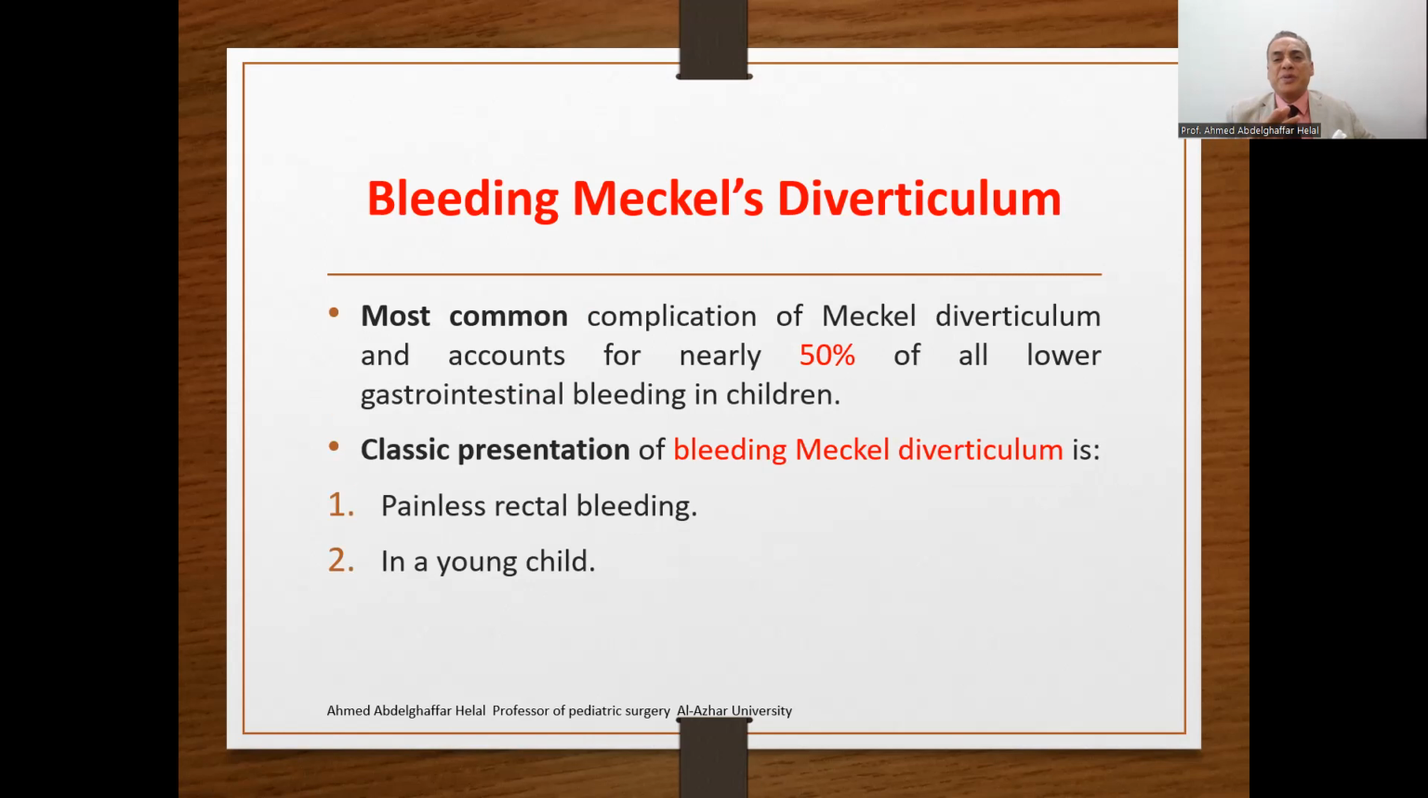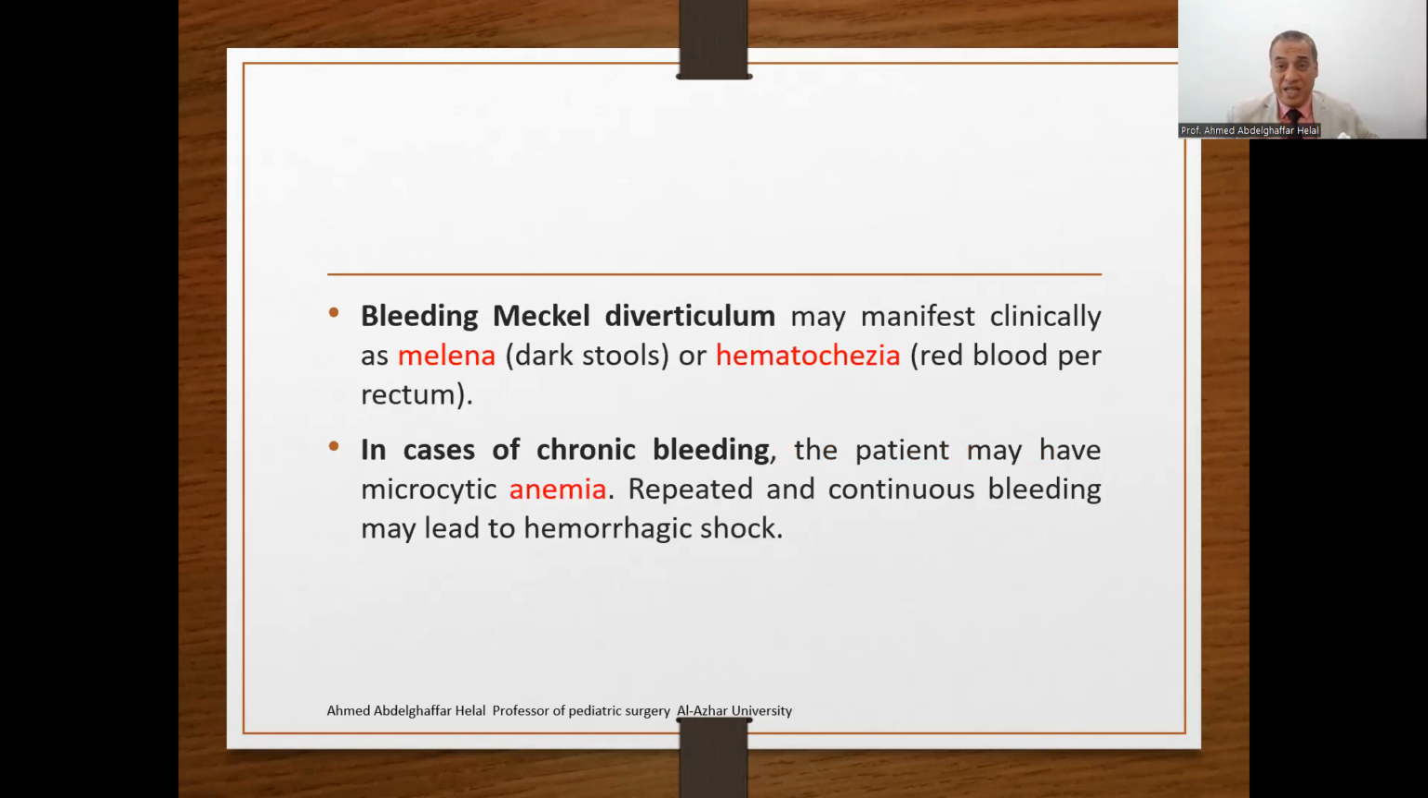We will speak about the first presentation, which is bleeding Meckel diverticulum. It is the most common complication of Meckel diverticulum and accounts for nearly 50% of all lower gastrointestinal bleeding in children. A serious problem. All pediatric surgeons and pediatricians must be aware of this problem. Bleeding Meckel diverticulum: the classic presentation is painless rectal bleeding in a young child. Very important. Bleeding Meckel may manifest clinically as melena, dark stool, or hematochezia, fresh red blood per rectum. In case of chronic bleeding, the patient may have anemia. Repeated and continuous bleeding may lead to hemorrhagic shock. So it's very important to consider this as a significant cause of lower gastrointestinal bleeding in children.